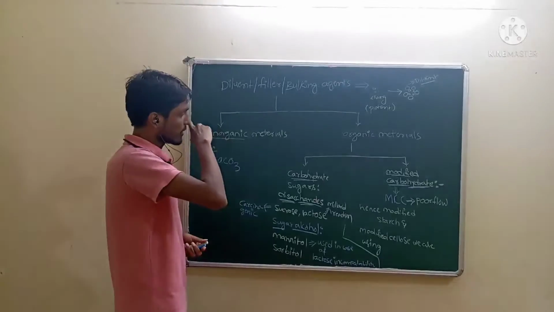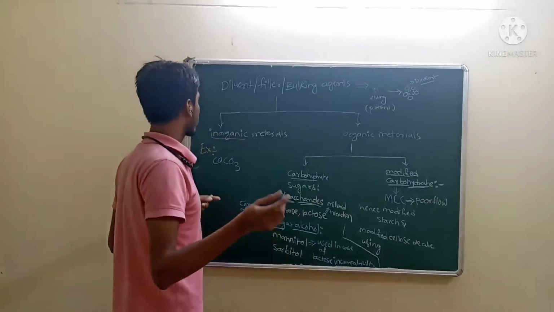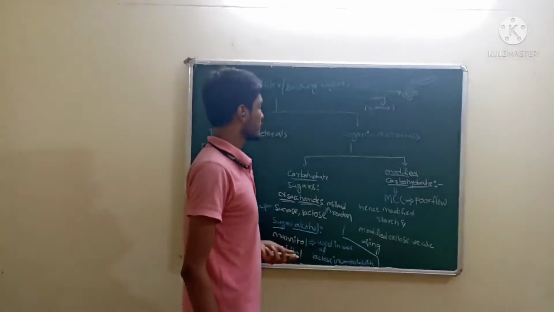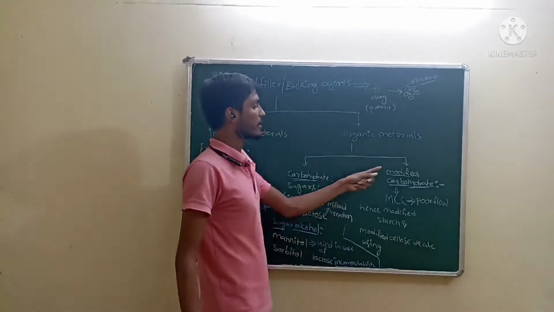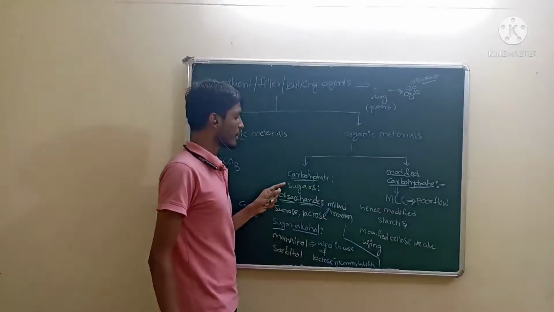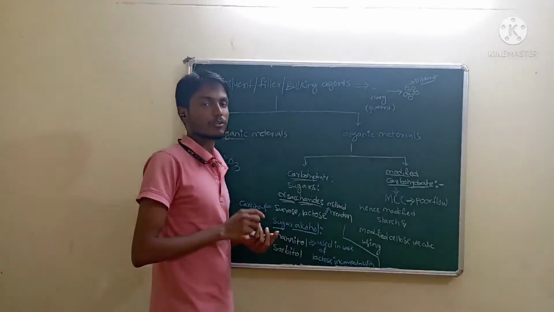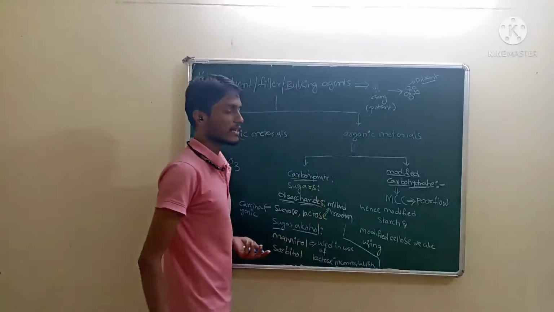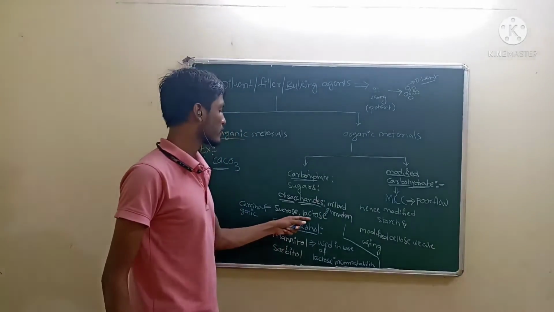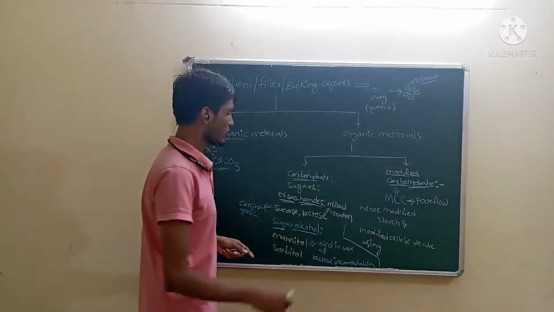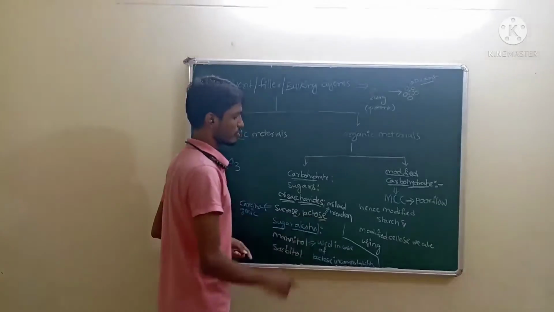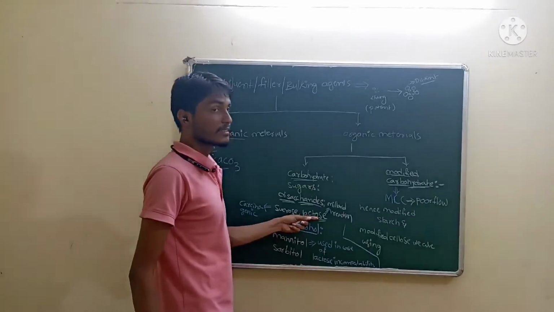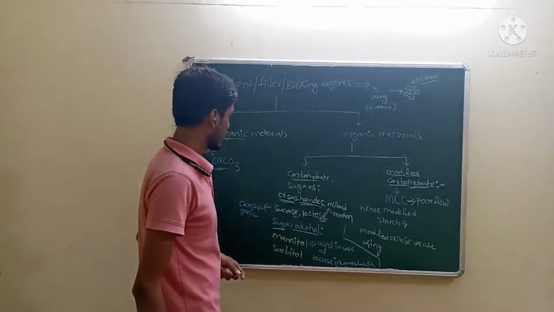In diluents, we are majorly using inorganic materials and organic materials. Under inorganic materials, we use calcium carbonate. Under organic materials, we use carbohydrates and modified carbohydrates. Under the carbohydrate source, we use sugars. Majorly the disaccharides we use as a diluent are sucrose and lactose. These are the disaccharides we use as diluents.